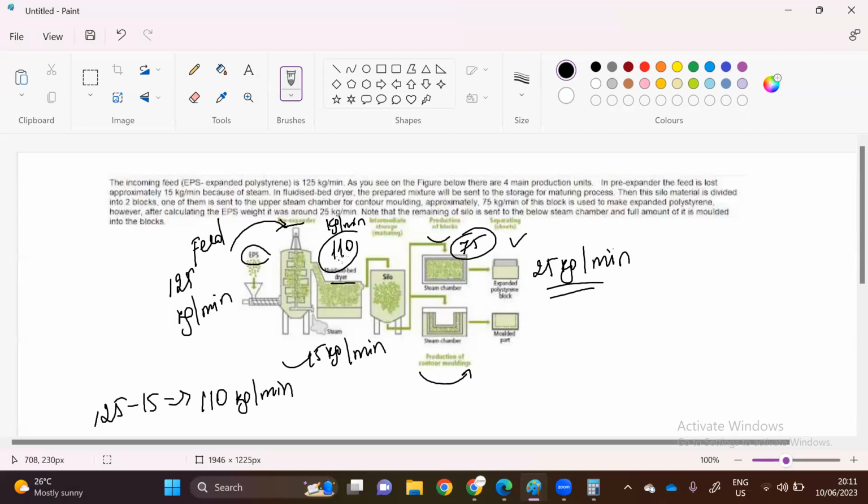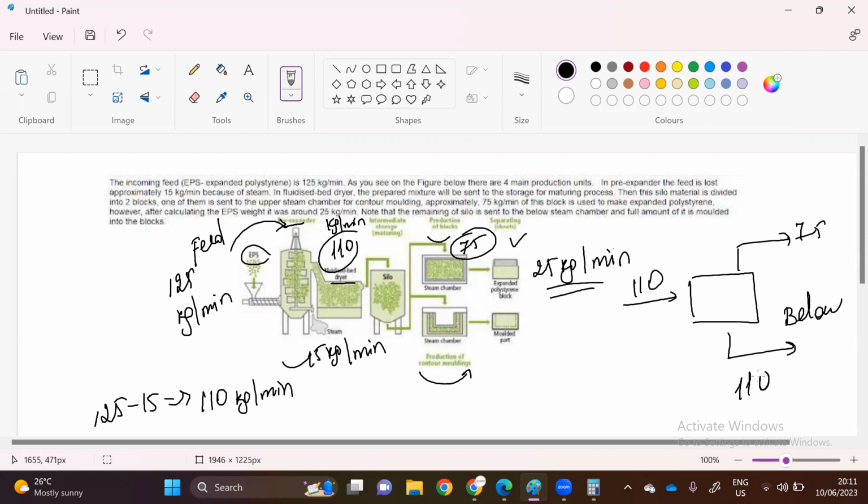We said that we have 110, the silo material, and 75, it's here, right? This is the splitter function. This is 110. One of them is 75, and the remaining is in the below section, right? Can we find the below remaining part? I believe yes. The answer is yes. 110 minus 75 makes 35 kilogram per minute. It means 35 kilogram per minute.